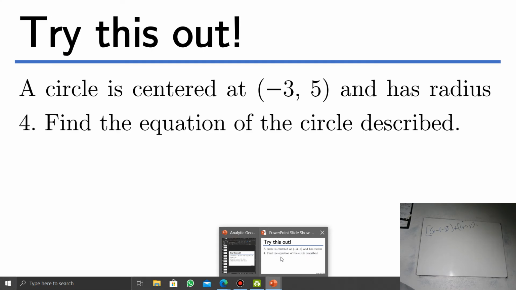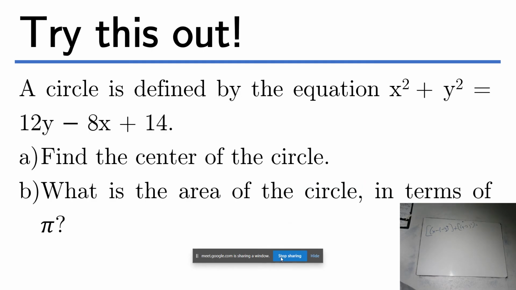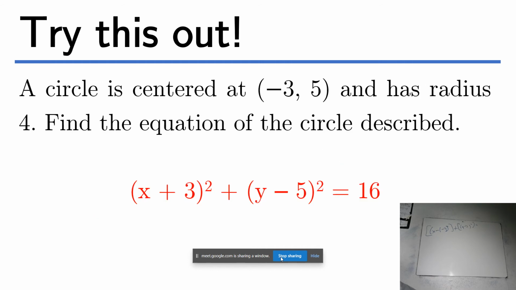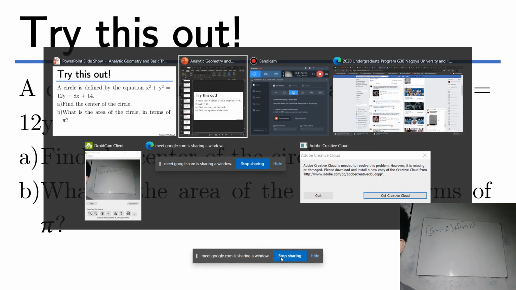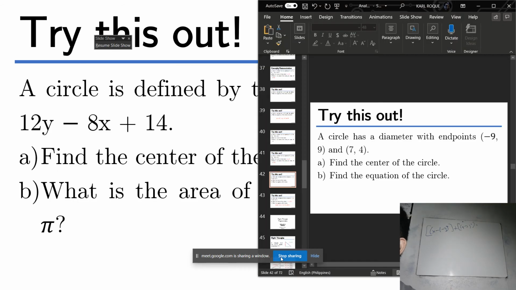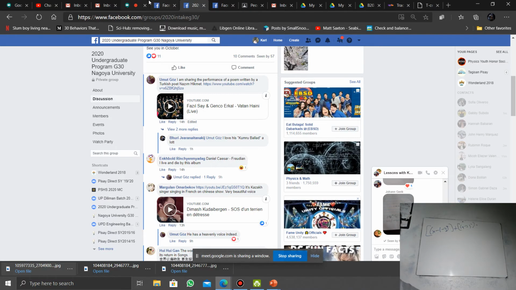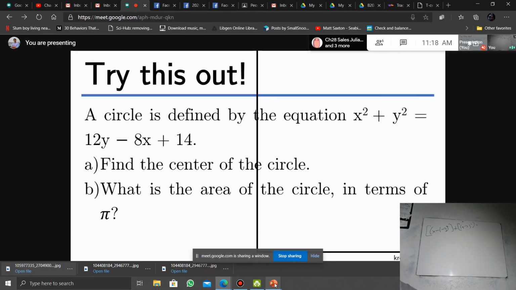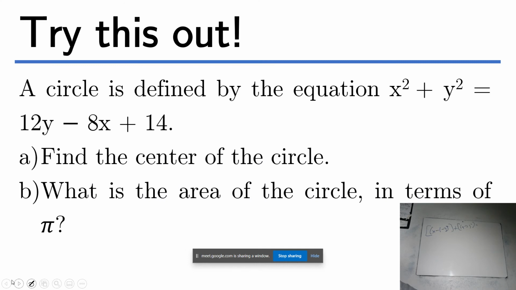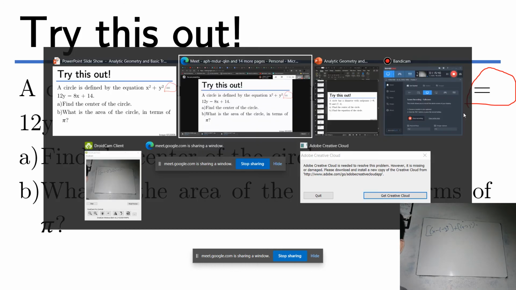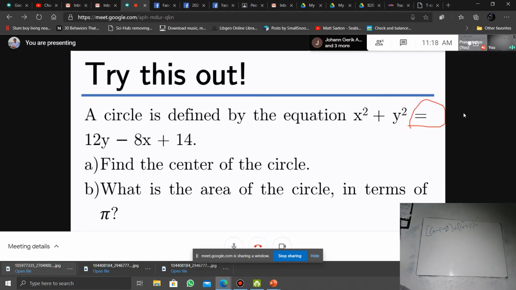Sige. Let's do this together na lang. Ito, diba? Okay. Let's look at this problem. Take note na equal yan ha. Equal. Hindi minus yan. Okay. Sige nga. Let's go. I'll give you 5 minutes for this.